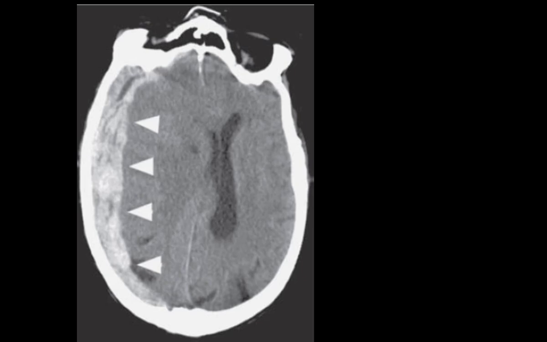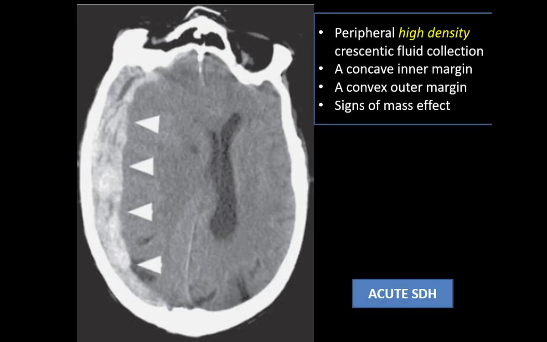So this is acute subdural hematoma. You can say its characteristics. There is a peripheral high density crescentic fluid collection, a concave inner margin, a convex outer margin, and you can see signs of mass effect leading to effacement of the ventricles. So this is acute SDH.